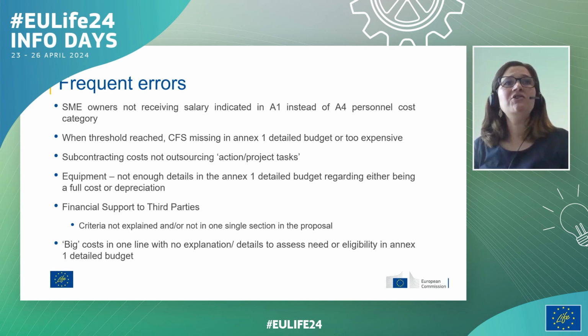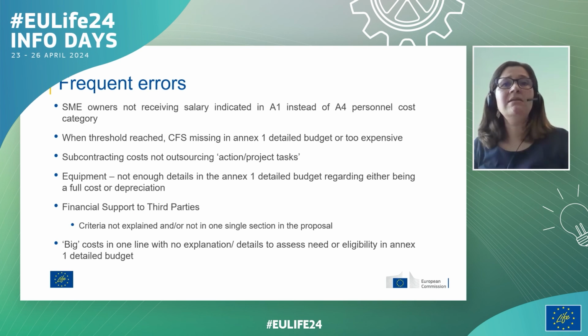So finalizing, we just wanted to mention some frequent errors. These are things that we have seen in the proposals received in the last 2 years. In terms of personnel costs, for example, SME owners not receiving salary should be indicated in section A4, and sometimes they're indicated in A1. When this is the case, we ask for the correction. When the threshold is reached, sometimes the certificate on financial statements is missing from Annex 1, or it's too expensive. Sometimes the subcontracting costs are indicated as subcontracting, but they are not outsourcing action project tasks. So we ask them to be indicated under section C3, purchase costs.